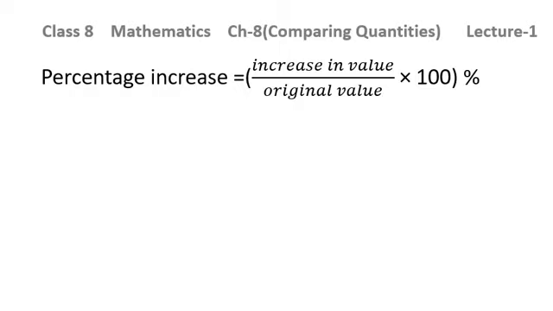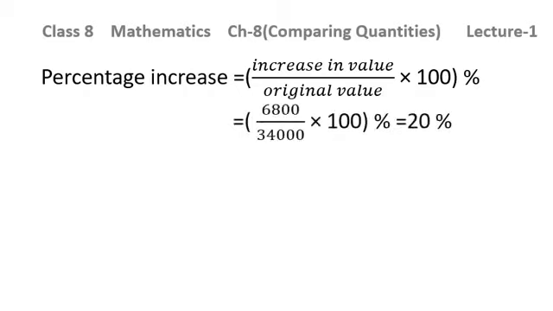We have seen the price has increased from 34,000 to 40,800. We calculated the increase in value by subtracting the two, and we got 6,800. The original value was 34,000. So putting the values in the formula, increase in value, that is 6,800, over original value, that was 34,000, into 100%, that will give you 20% as your answer. So the percentage increase is 20%.